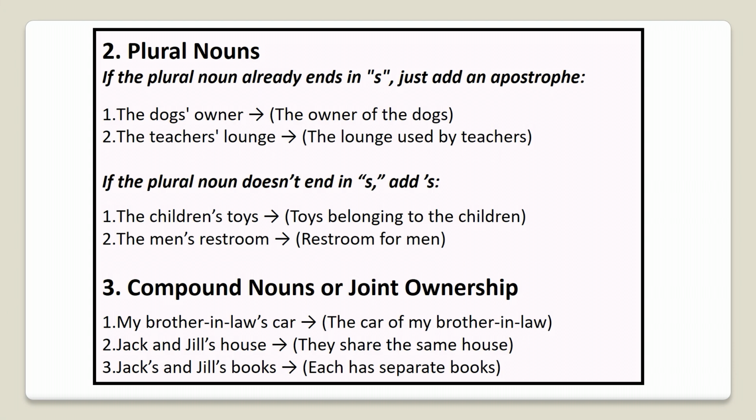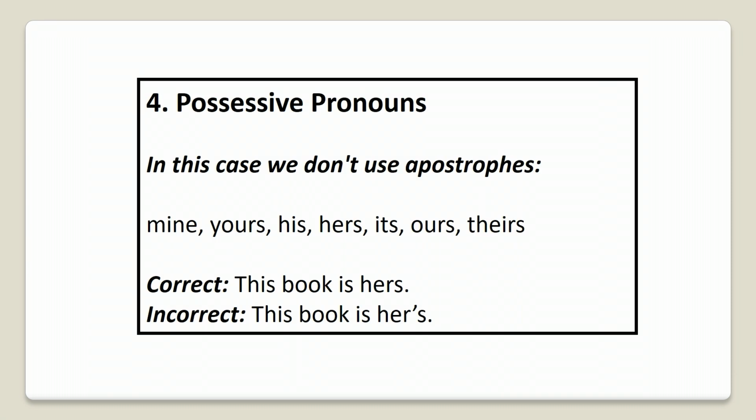Now we are coming to the possessive pronouns. In this case we don't use apostrophe s. Mine, yours, his, hers, its, ours, theirs. The possessive pronouns don't require apostrophe s. They are directly correct. If we write this book is her's, that is the wrong sentence. So with the possessive pronoun we don't need to write the apostrophe s. You can write directly: the book is hers, the book is yours, likewise.